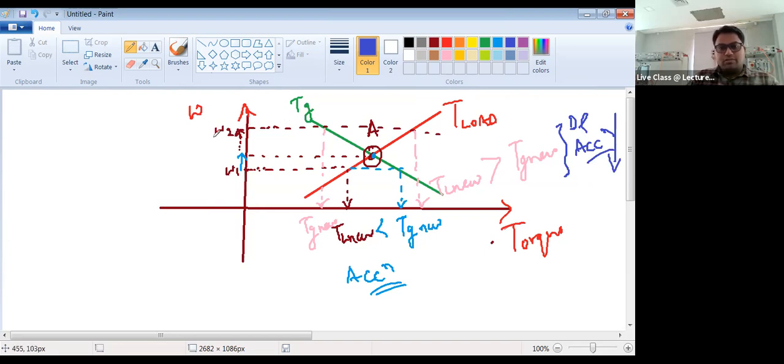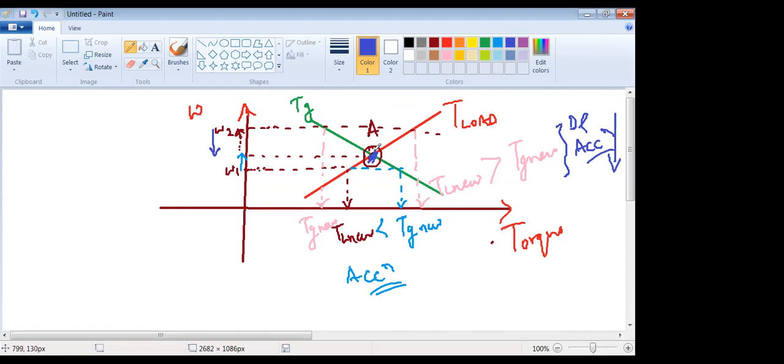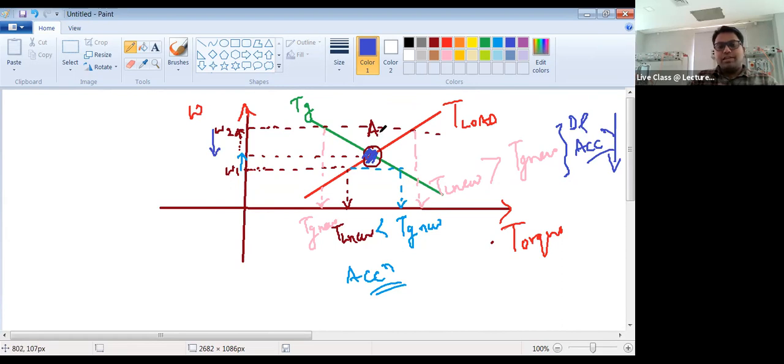And if the speed goes down, it will try to achieve this speed again. So is the system stable? It's trying to return to the main point of operation, that is point A, right? Yes, sir. So the system is stable. Similarly, we will observe the reversed case.